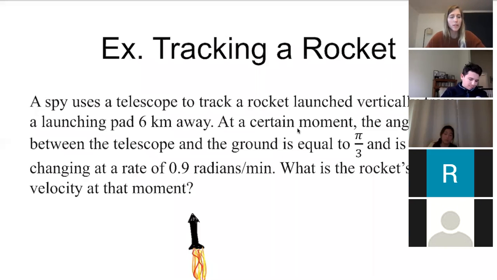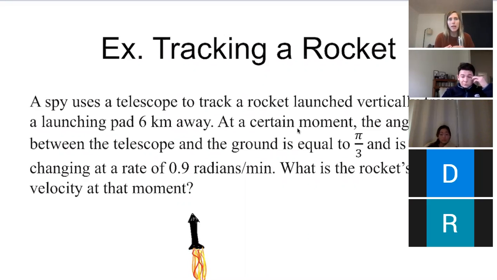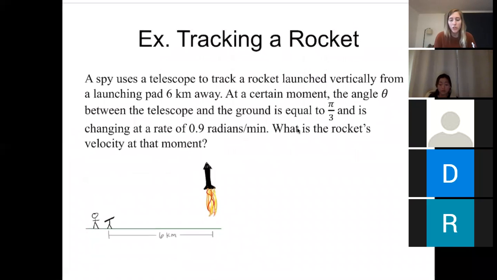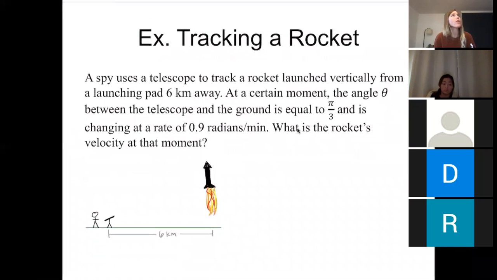This one has trig in it, so it's a little bit different. Remember, I told you guys that I chose different examples to put in these notes that kind of expose you to all the different types of common related rates problems. So the tracking a rocket example. I started to draw a little picture here. Remember, I said it's always helpful to draw a picture whenever you can.